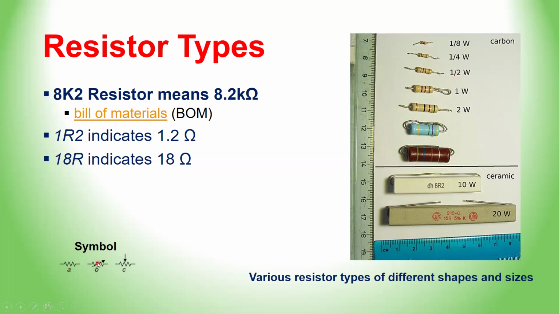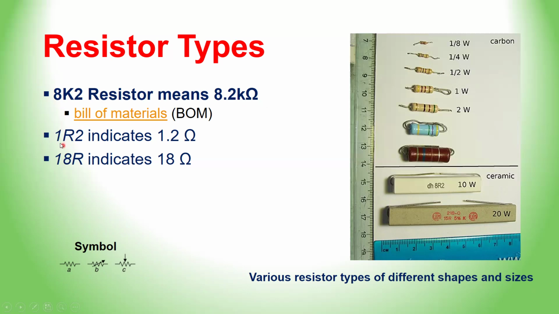The symbol has already been shown and explained to you. Sometimes, when you do the schematic design and the PCB design, you choose the resistors from the symbol library. There is often a term used, bill of materials, BOM in short. If you see the value of a resistor as 8K2, it means the value is 8.2 kilo ohm, or simply 8,200 ohms.